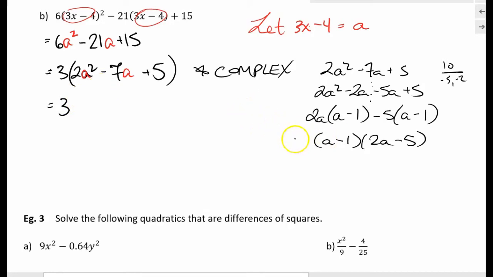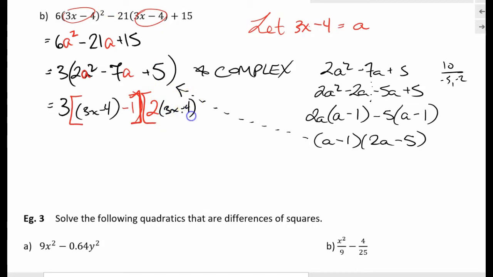But again, those a's need to get replaced. So I'm going to skip that step. Since I've already got my factored piece written out over on the right-hand side, I'm going to kind of kill two birds with one stone. Instead, I've got 3x minus 4 minus 1 and 2 times 3x minus 4 minus 5. Okay, so those red pieces are coming from over here.